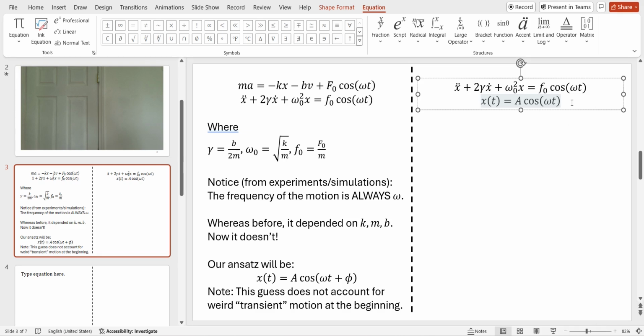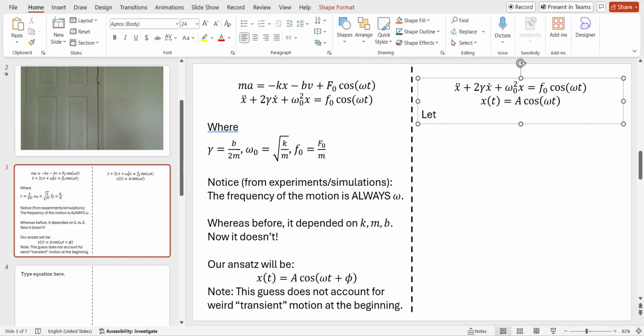So let's plug in. Remember, omega t plus phi, my bad. Remember, we have to find A and we have to find phi. These are two unknown constants, and we're going to try to find them by plugging this guess in to figure out what's going on here.